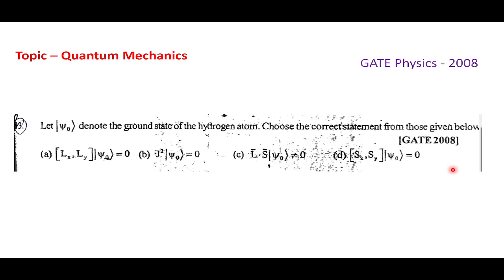From a second perspective, because it is in the ground state, it is supposed to have angular momentum value 0, which is only possible when Lx and Ly both are 0. Both statements are correct. Actually, option A is correct.